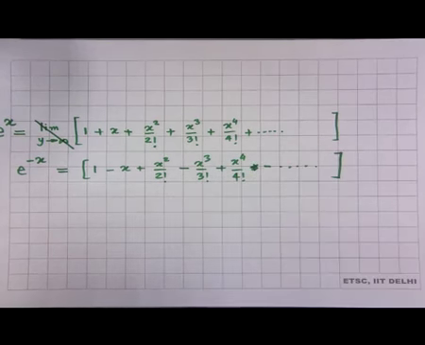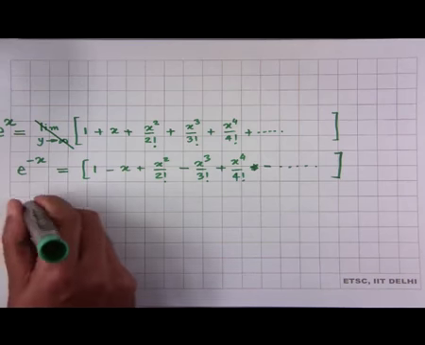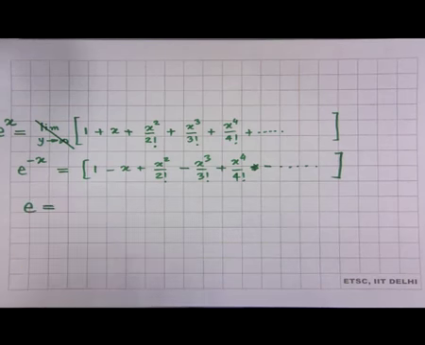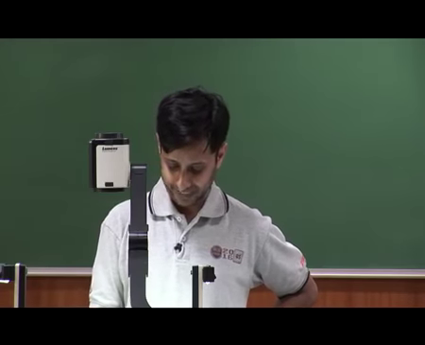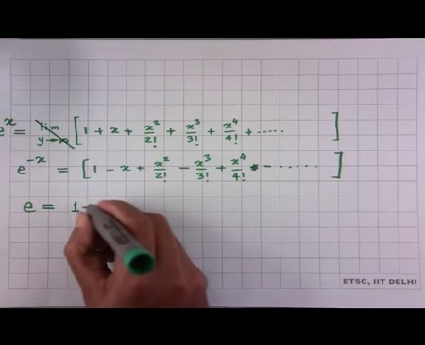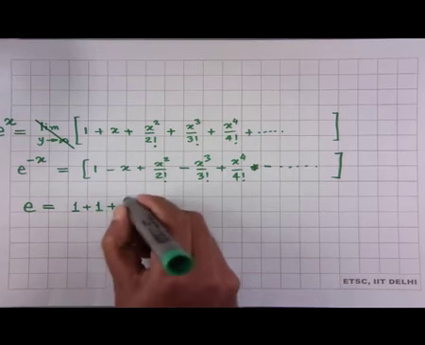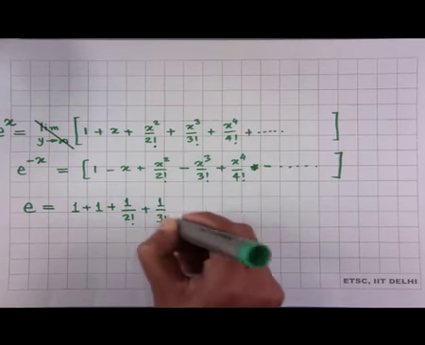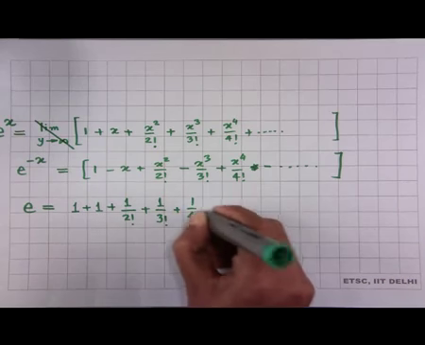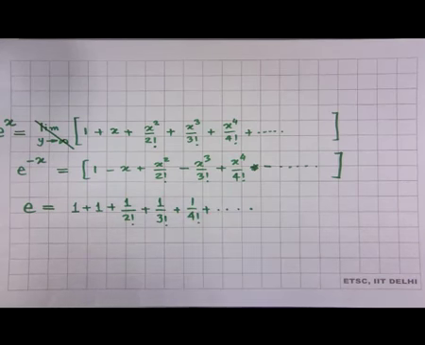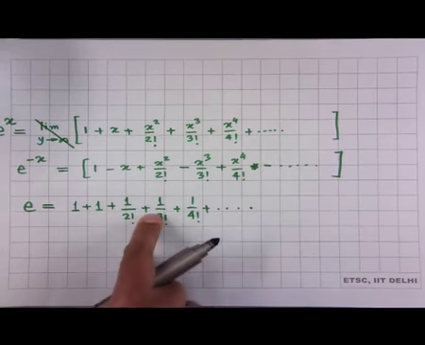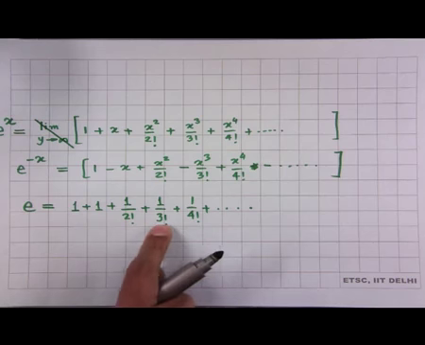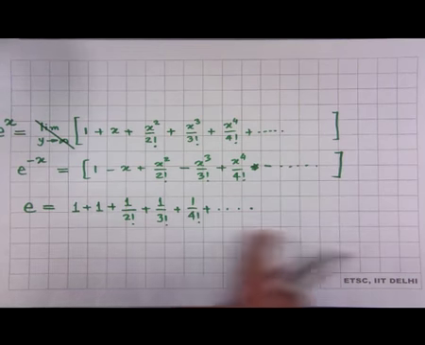Right? And what is e itself? Just plug in x equal to 1. If I plug in x equal to 1, what do I get? 1 plus 1 plus 1 by 2 factorial plus 1 by 3 factorial plus 1 by 4 factorial, and so on and so forth. Okay, you work it out, 2.5, 2.77, right, and then so on and so forth.